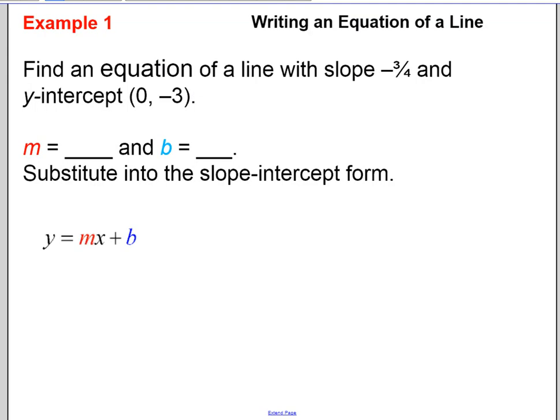In this example, we want to find the equation of a line with the slope of -3/4 and a y-intercept of (0, -3). Notice we want to be able to write it in y equals mx plus b format. So by looking at what we're given here, the slope is -3/4 and the y-intercept is (0, -3). So the b part is -3.